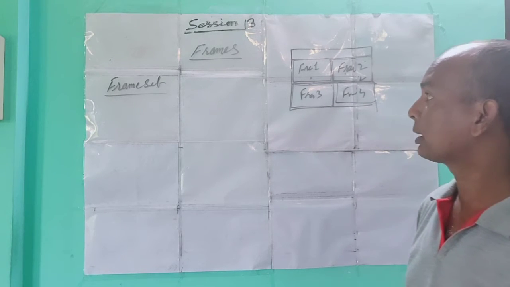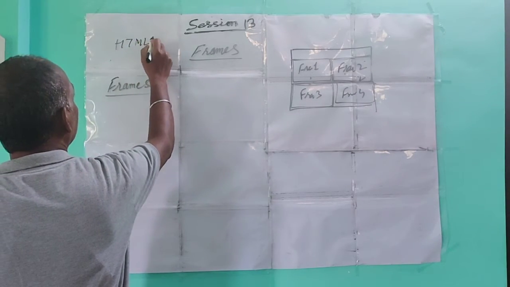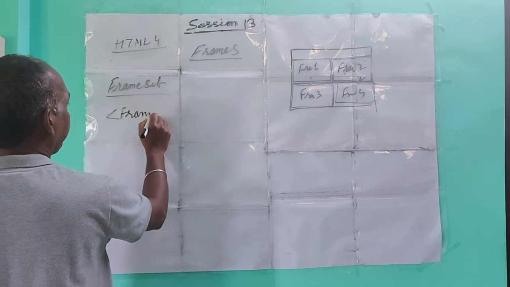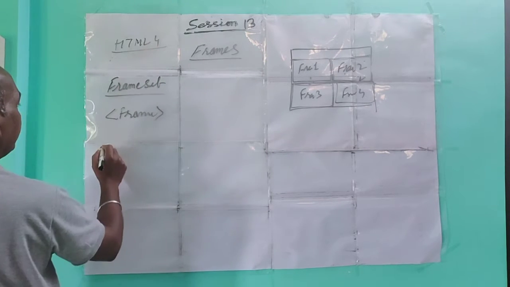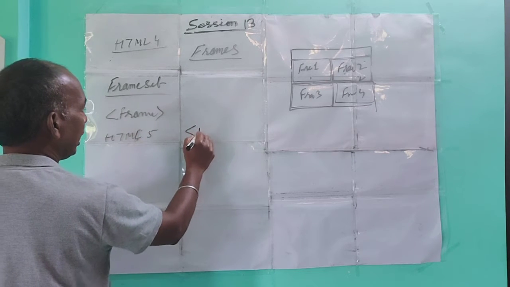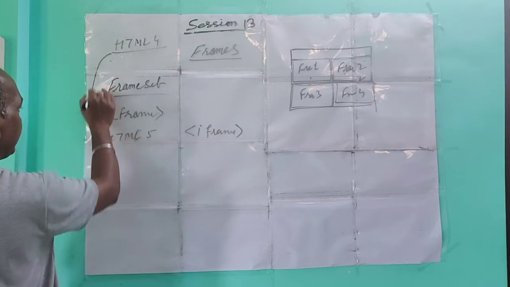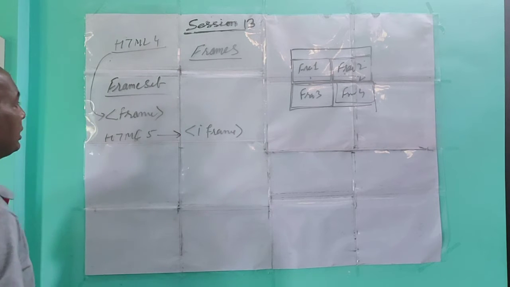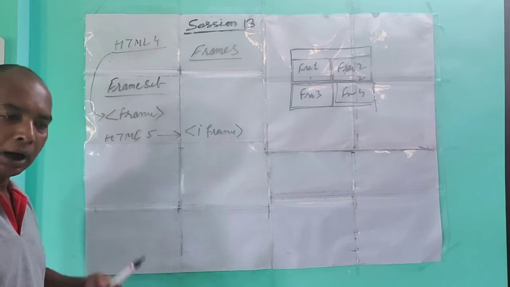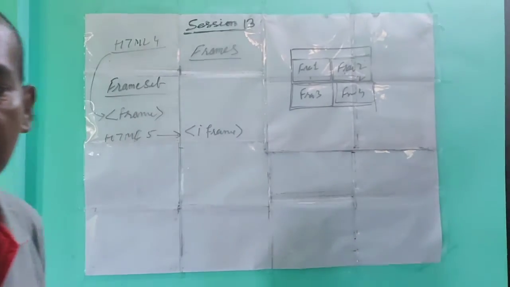Okay. Next, what tag do we use? At first we go for HTML4. In HTML4 the tag we use is frame. But in HTML5 we use iframe. So these two tags are different. This tag is for HTML4 and this tag is for HTML5. At first we go for HTML4, the frame and its attributes. After that we will go for HTML5, that is iframe.